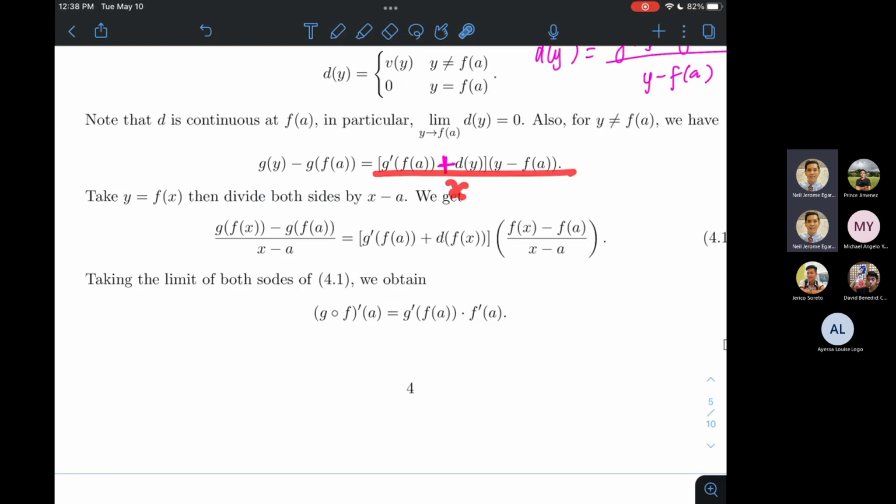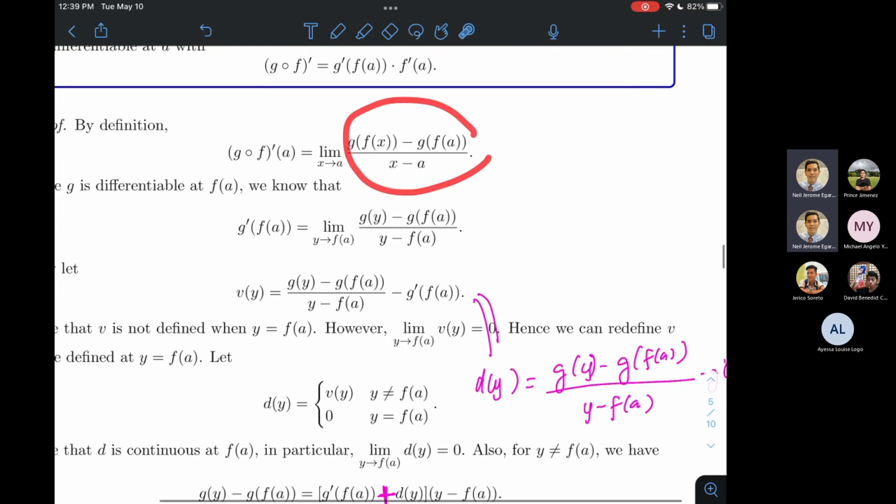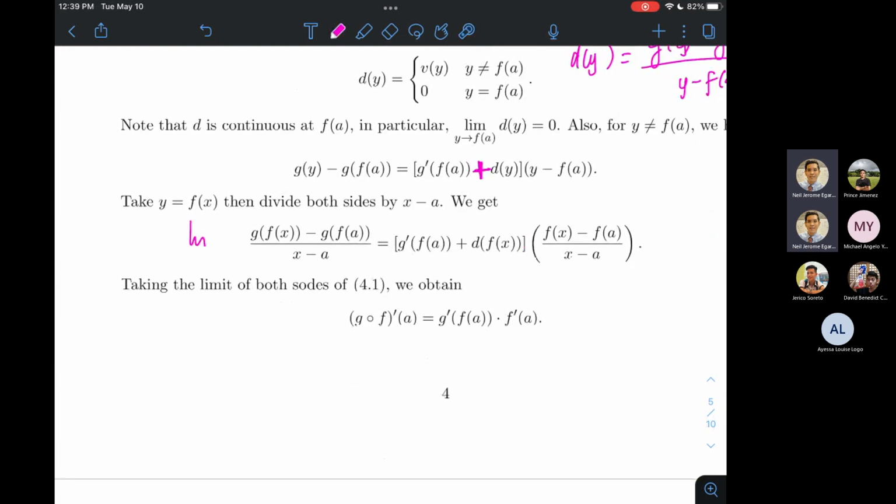Then this, I divide by x minus a. But the x minus a in the denominator, I will pass to this y minus f of a. And then I will replace y by f of x. So essentially, what we have is this guy being equal to this guy. And now, I will take the limit, because remember, that's our entire goal. Our goal is to take the limit of this guy as x approaches a. Now we have an expansion for this guy. So all it takes is to find the limit as x approaches a.